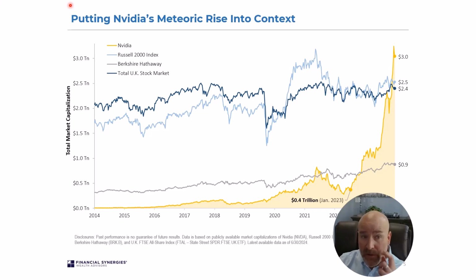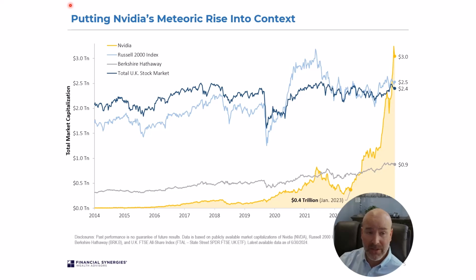So with both earnings growth and valuation multiple expansion contributing to this rise. What we're looking at here, this slide compares Nvidia's market cap against three well-known proxies to provide some context. In January of 2023, the beginning of 2023, Nvidia's market cap was just 400 billion.